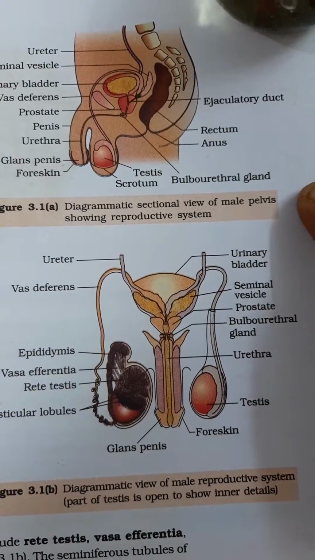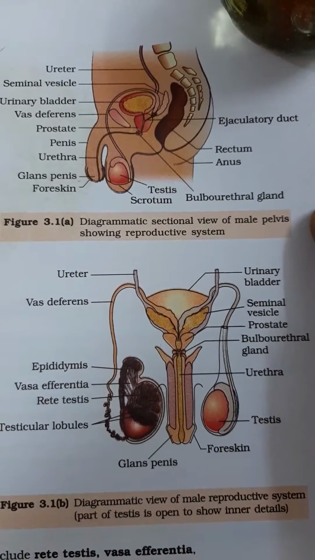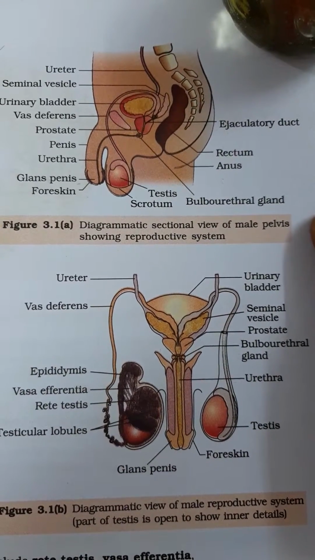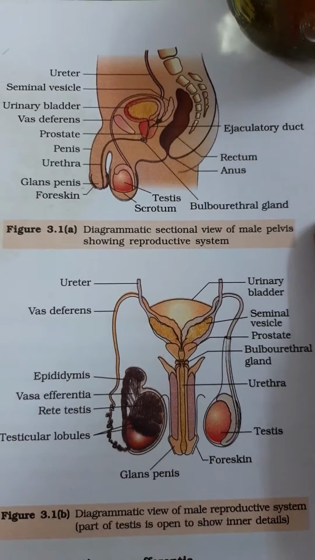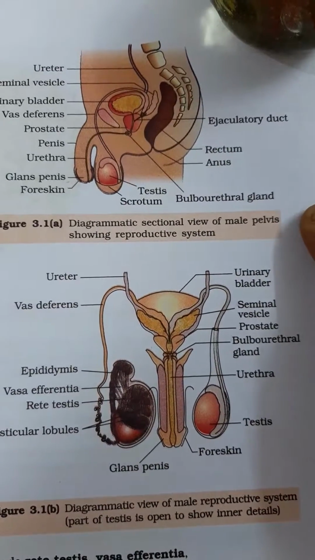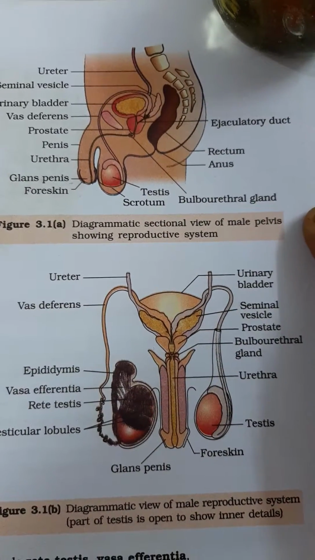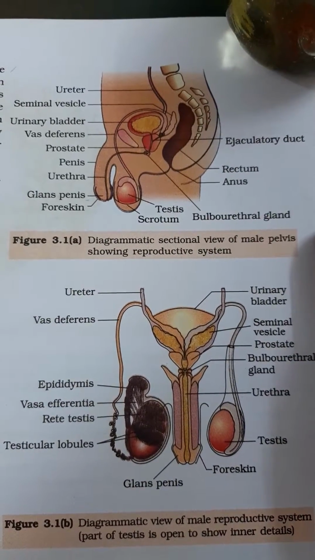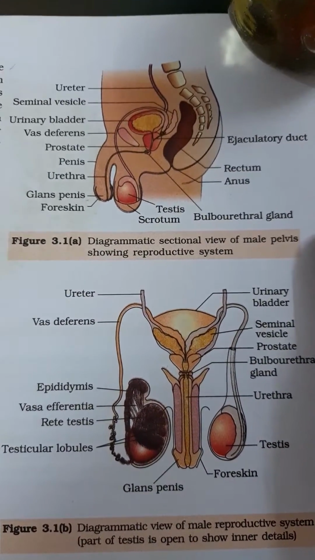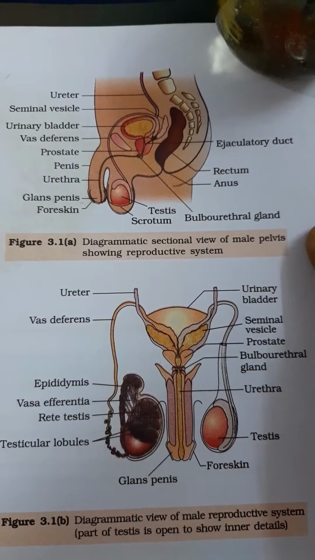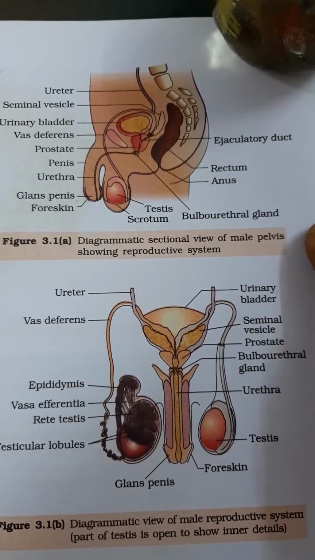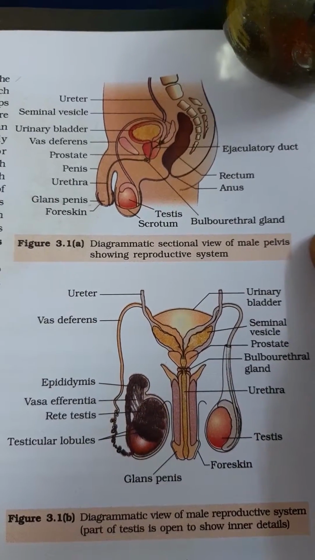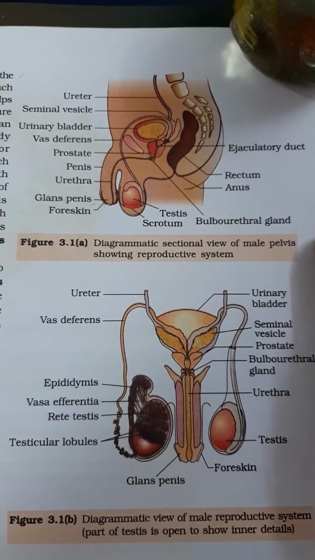In adults, each testis is oval in shape, with a length of 4 to 5 centimeter. You can see the orangish color structure, and a width of about 2 to 3 centimeter. The testis is covered by a dense covering. Each testis has about 250 compartments, and we call them testicular lobules. The lobules contain highly coiled seminiferous tubules in which the sperms are produced.